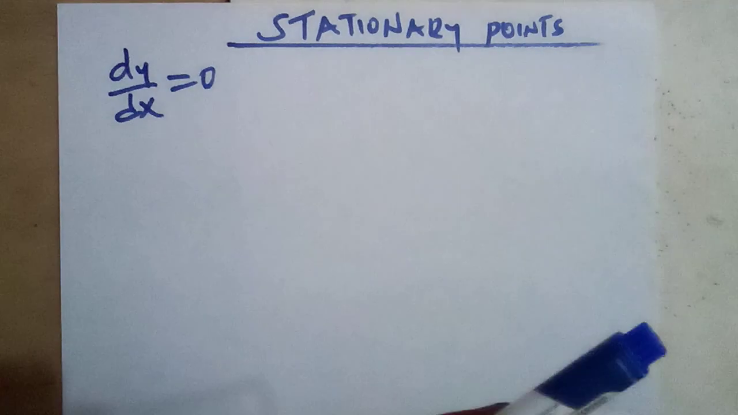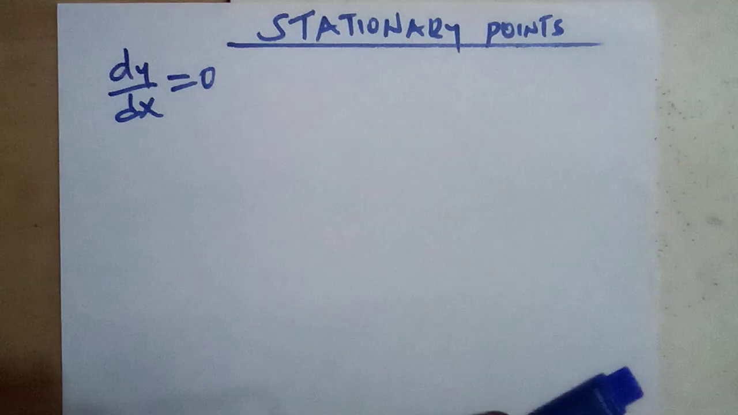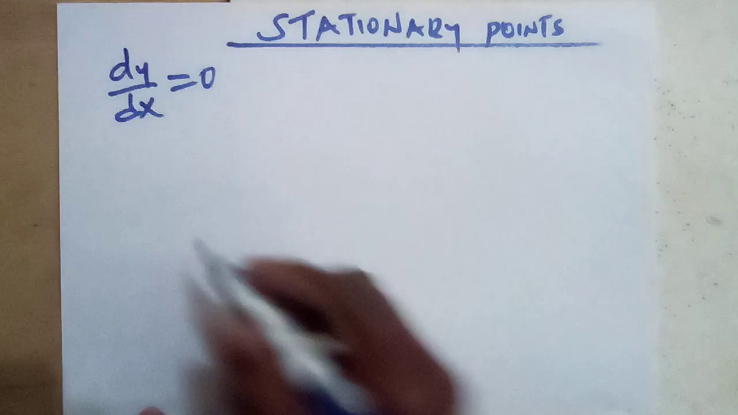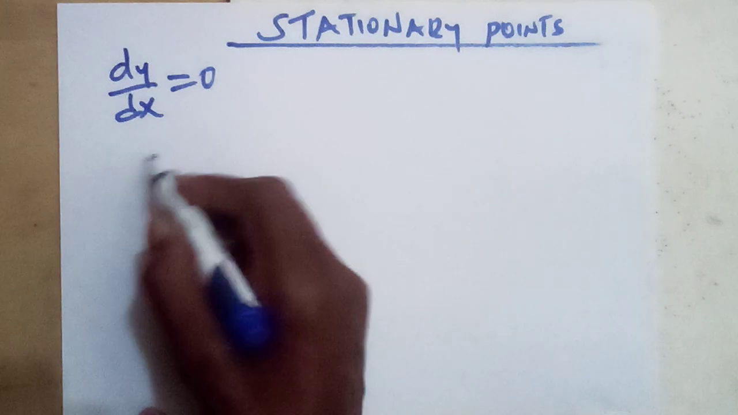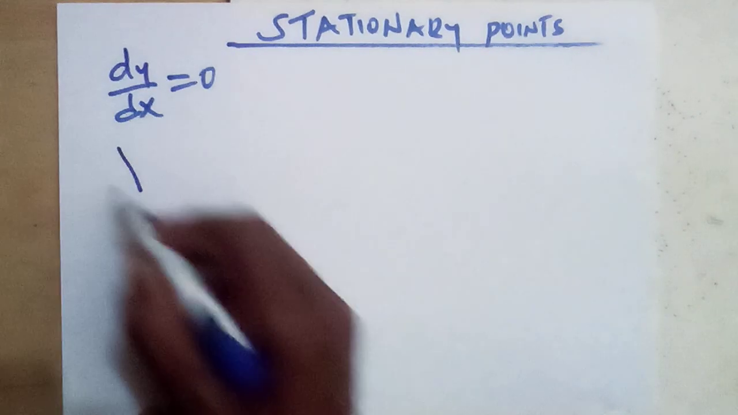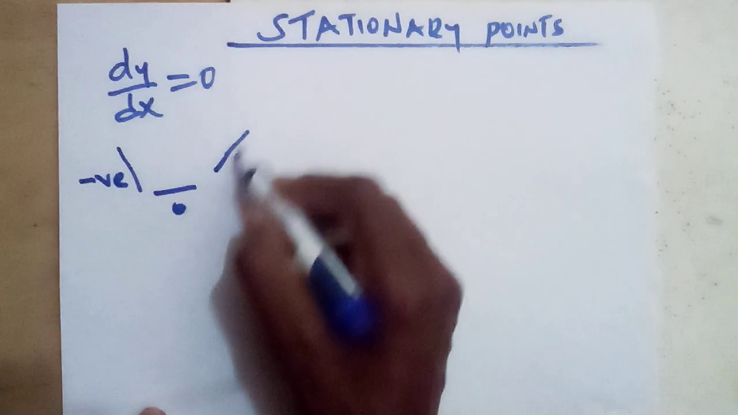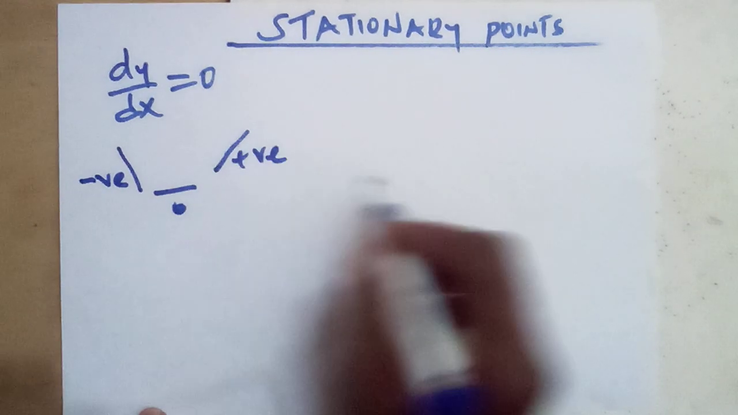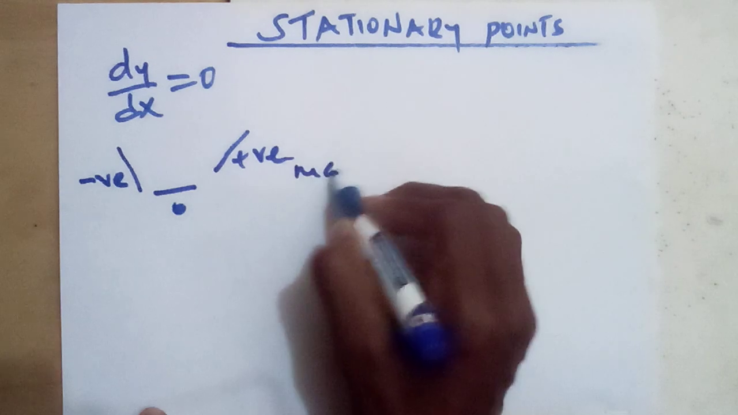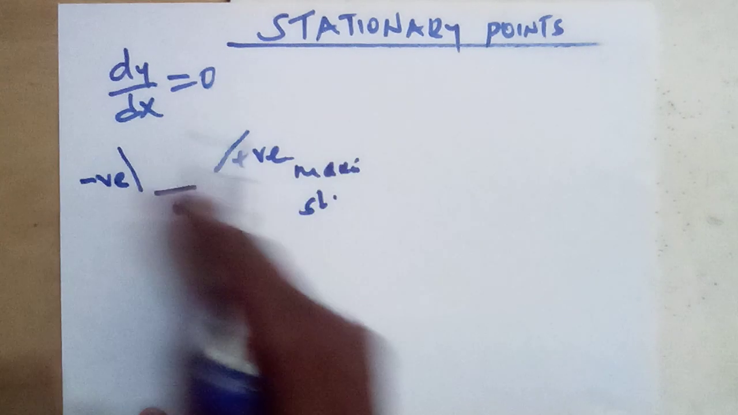Now, these stationary points are classified into 3, and that's what I want us to check on. If we work out the stationary point, for example, and it behaves in a manner where we have a negative to the left, a 0, and then a positive to the right, this one we refer to as a minimum stationary point. This is a minimum.